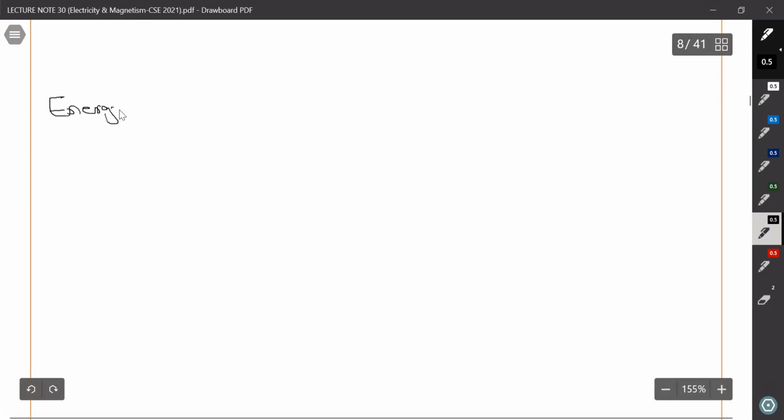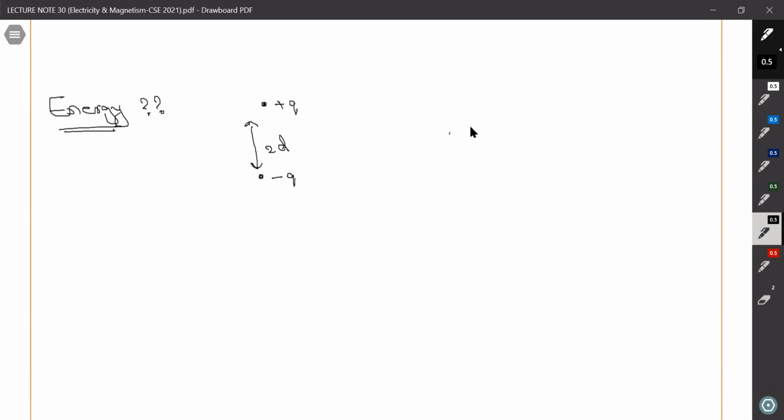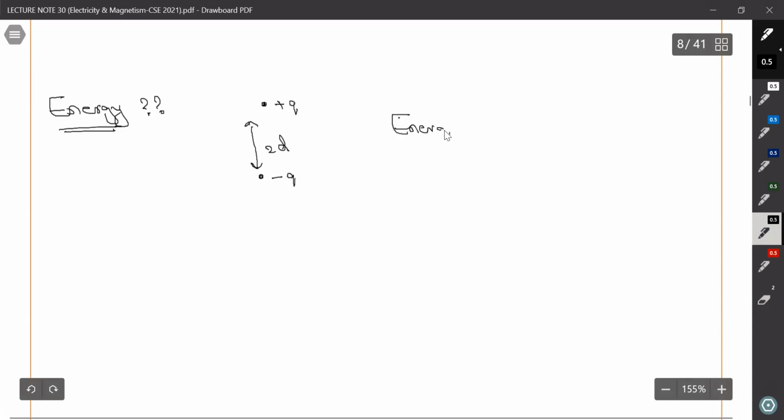But what about energy? What about energy? We can evaluate that plus q is here, minus q is here, and the distance between them is 2d. Can we write the energy, or whatever you can say, work, anything? Energy is 1 upon 4 pi epsilon naught, plus q into minus q, so here it will be minus q square by 2d. Is it correct to write or not? So this is wrong.